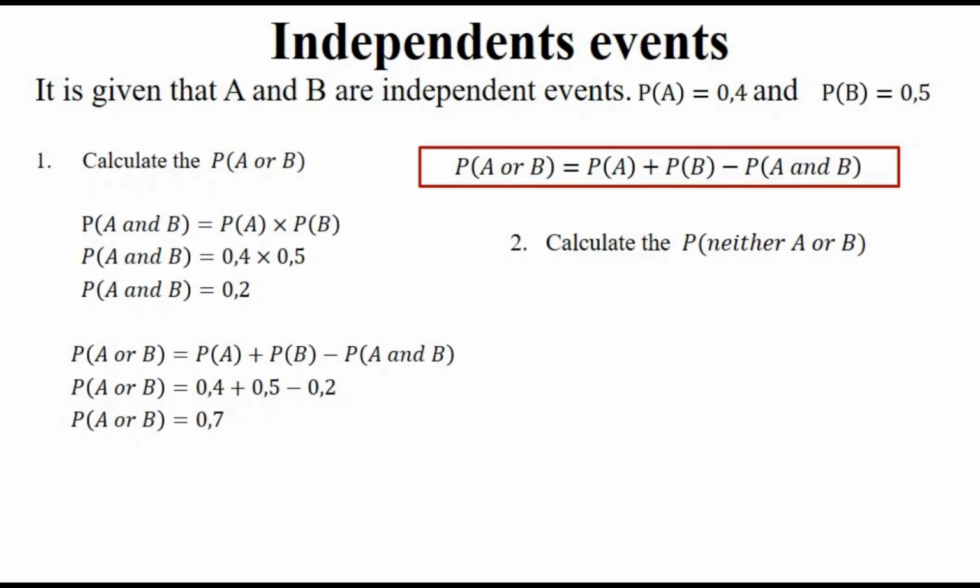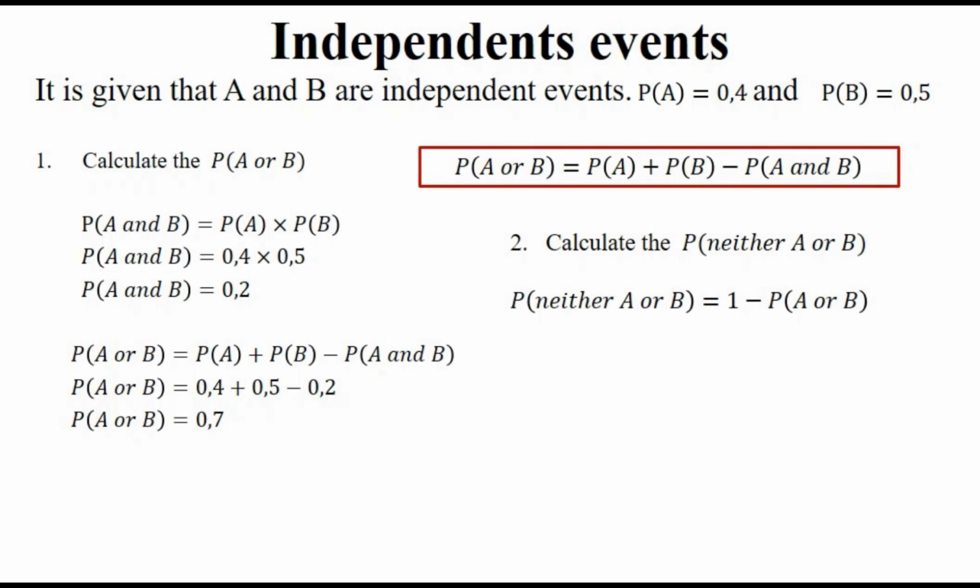Calculate the probability that neither A nor B occurs, meaning that the two events are independent, but now we want the probability that neither event A occurs nor event B occurs. Now, how do we calculate that? That neither of the two events is taking place. The probability that neither A nor B occurs is equal to 1 minus the probability that either A or B occurs in the same sample space.